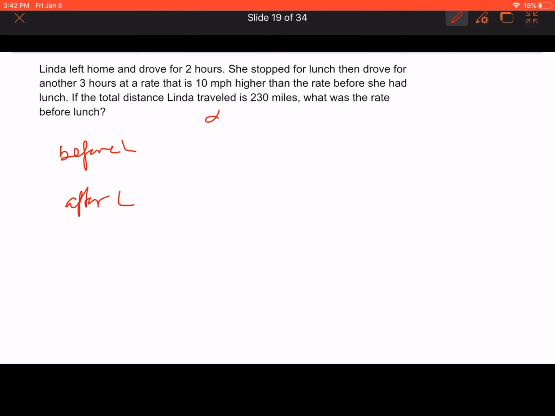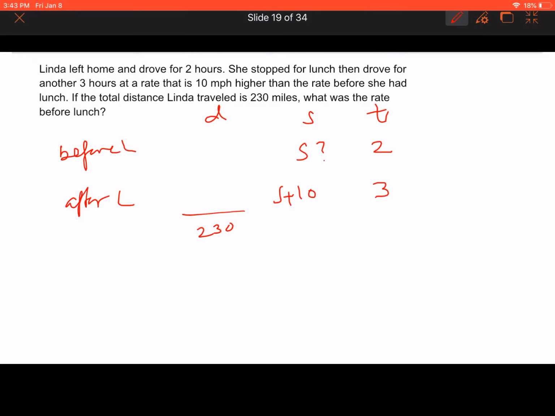Okay, and we will mention what are the three different values given. She drove for 2 hours and then she drove for 3 hours with a speed of 10 miles higher than the rate before she had lunch. So this is S, this is S plus 10, and the total distance traveled is 230 miles. Okay, so we have to find the rate before lunch. We have to find the S.